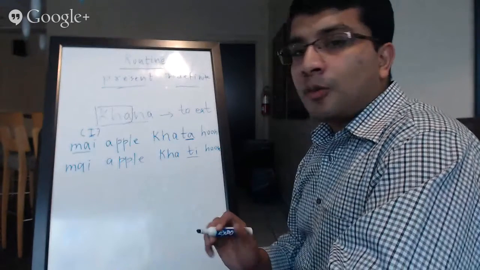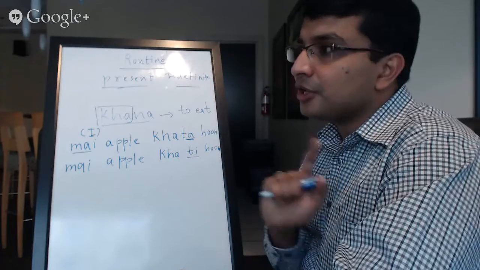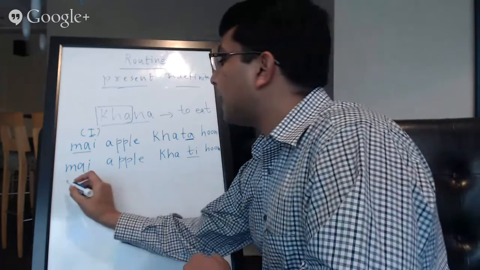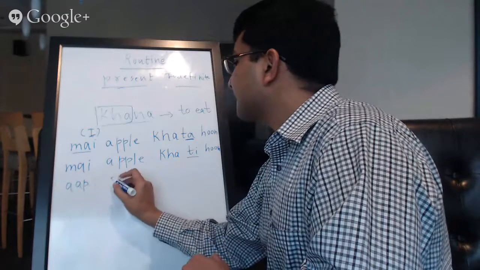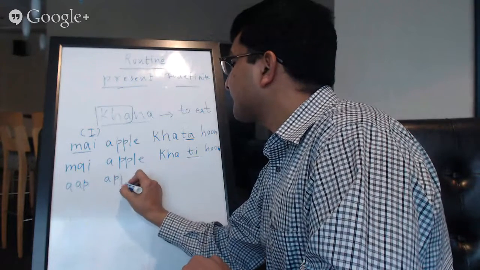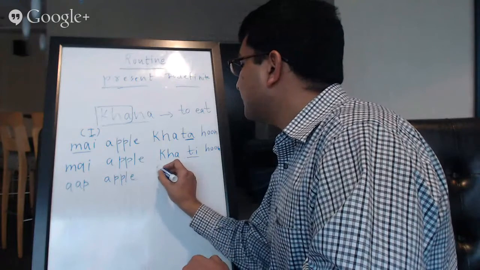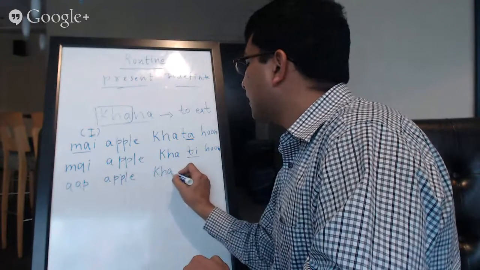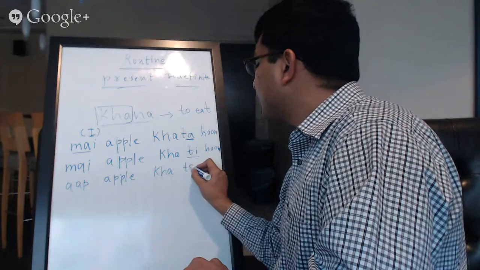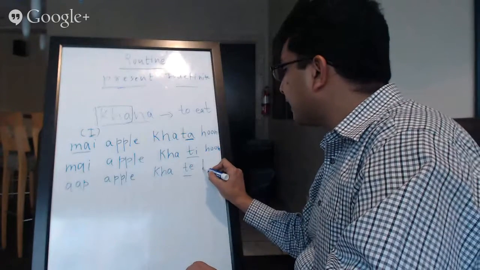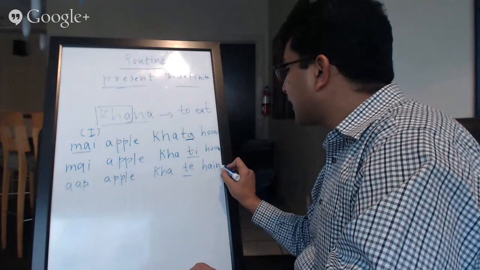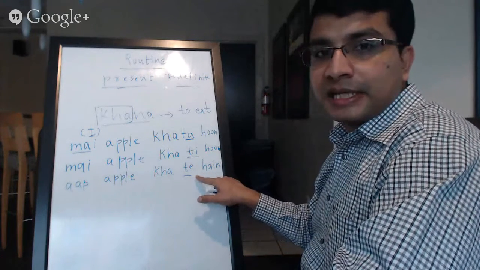Now let's say, how about you? If you're saying you eat an apple, it would be आप apple खाते हैं. Now it becomes te. It's te.